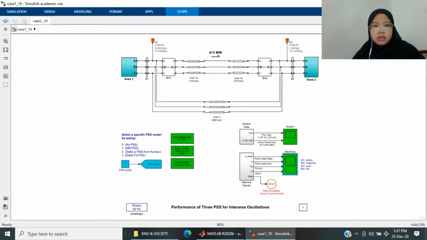Firstly, for the sudden large increment of load at bus 7, this is the graph of the simulation that we designed using MATLAB software. As we can see, there are two areas, which is area 1 and area 2. Then the sudden large increment is placed at the end of the circuit at area 1. The purpose of the load installation is to observe the ability of the power system to remain in equilibrium after the load increase.